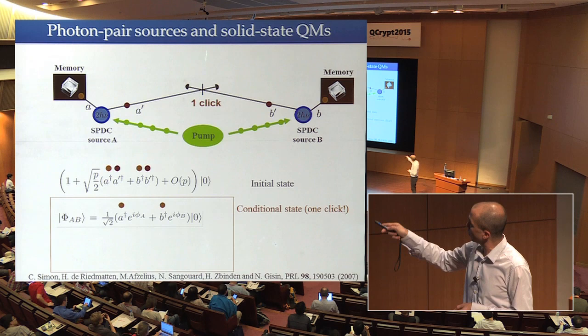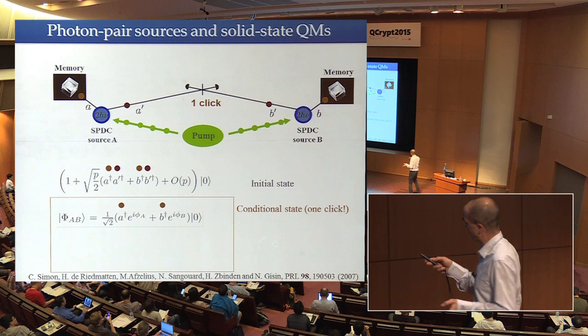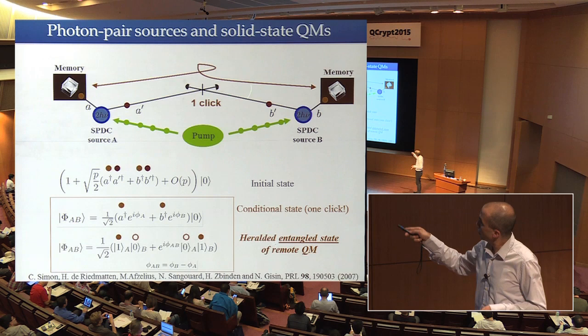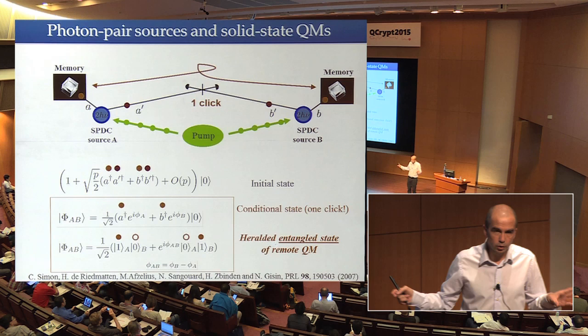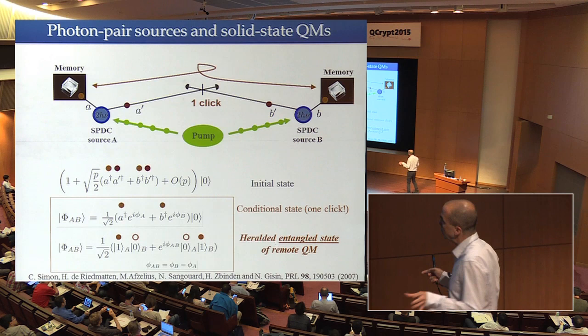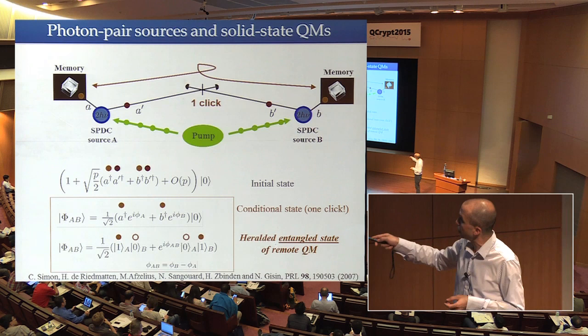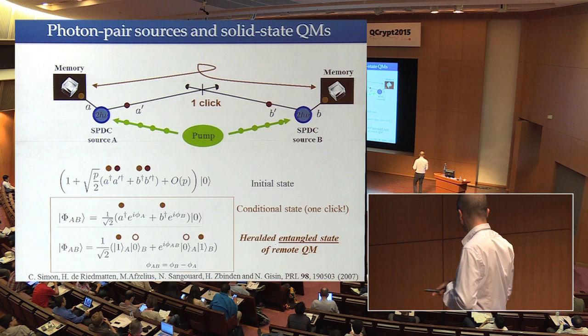You take the two telecom photons and mix them at the beam splitter in the middle, and basically you have exactly the same thing. The initial state will be a coherent superposition of a pair here and a pair here, and the conditional state will be an entangled state between this memory and this memory. This is very similar to the DLCZ protocol, except that now we separate the entanglement creation and the memory. So now we can in principle have one photon at one wavelength and another photon at another wavelength.